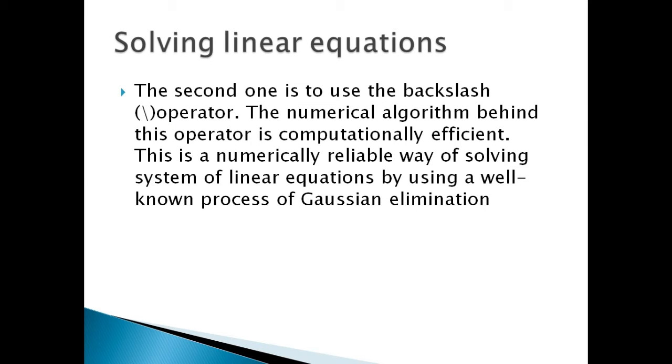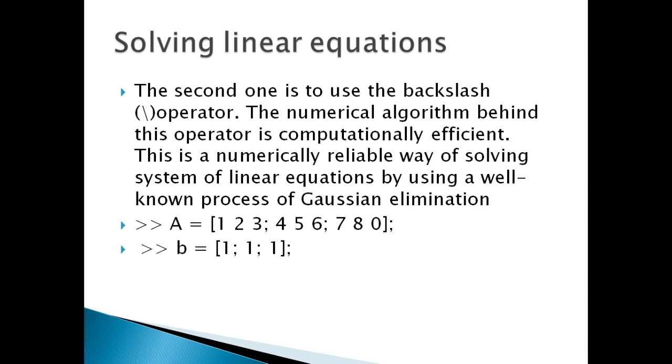Now I am going to move on to the next method, that is the backslash operator method. Here instead of using the multiplication operator or the inverse, you just have to use the backslash, in this way, where A is a matrix and B is another matrix or a vector. Now I am going to find the value of x, and the result will be A backslash B. Basically this process is known as the Gaussian elimination method. So let's try this in the command window.